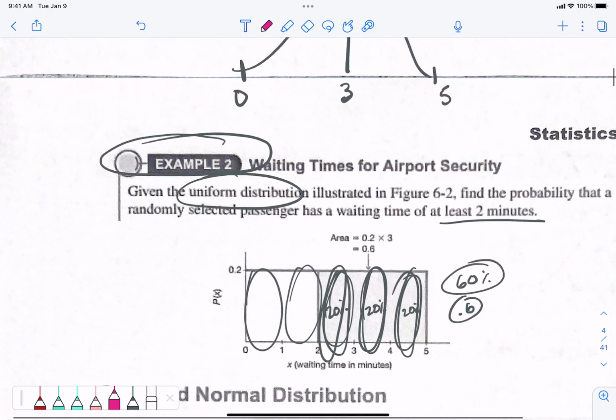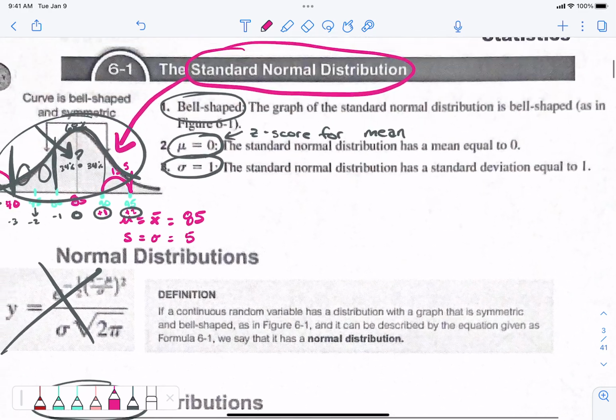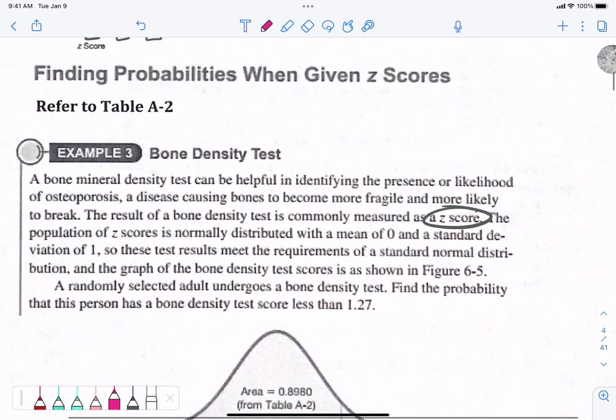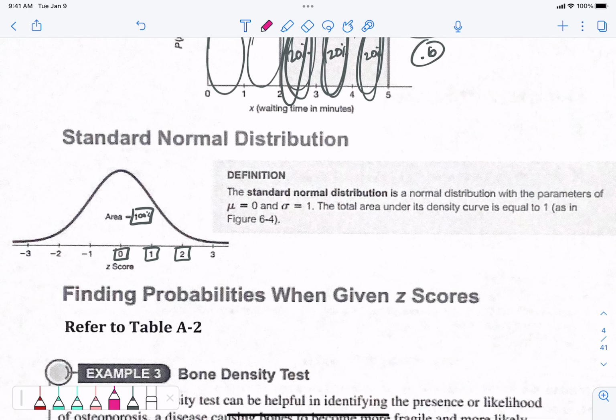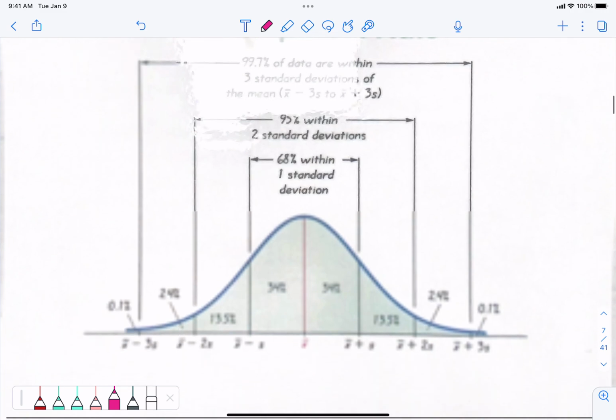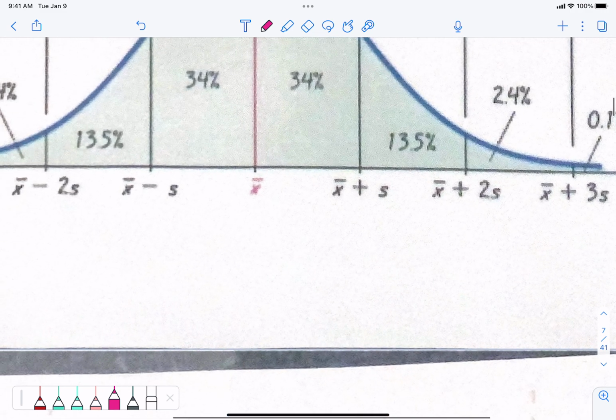We're going to start using charts to look up some information. This is 6-1, example 3. We talked about before how you can use this easy chart if you have z-scores that are perfect.